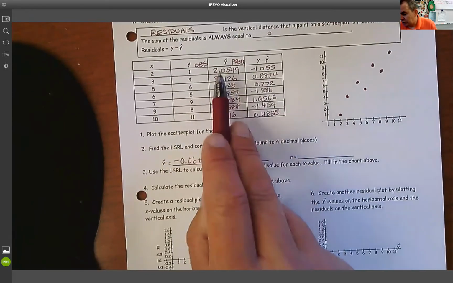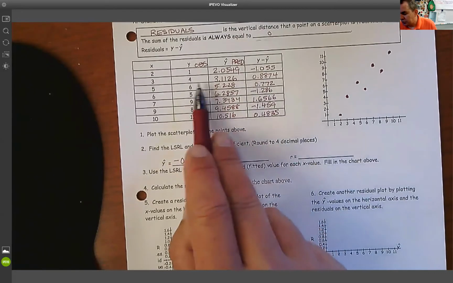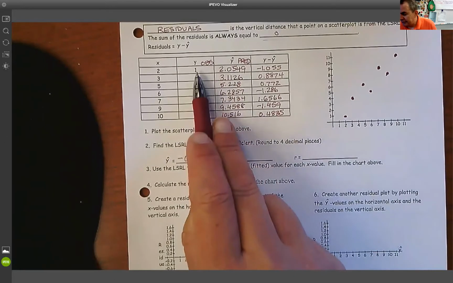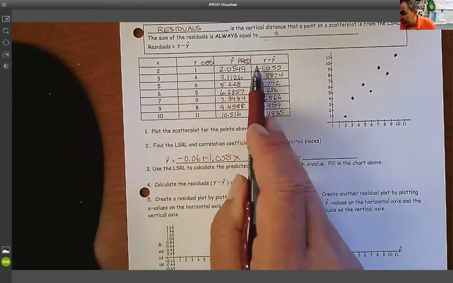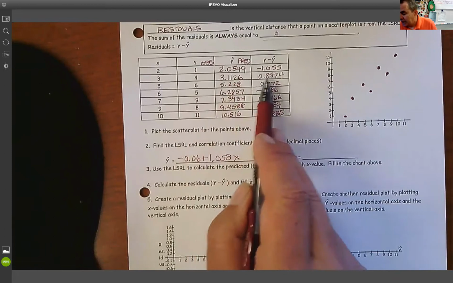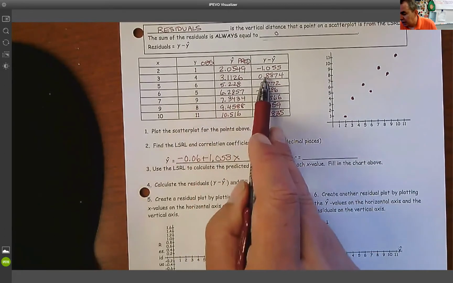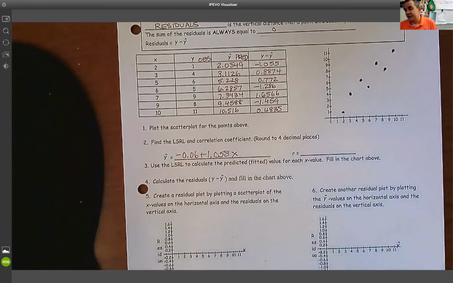Negative residuals are overestimates. Positive residuals are underestimates. Because look, I thought it was going to be 2.05. It actually was 1. What I did is I overstated it. I thought it was going to be 3.11. It actually was 4. I understated it. So positive or understate, negative or overstate.